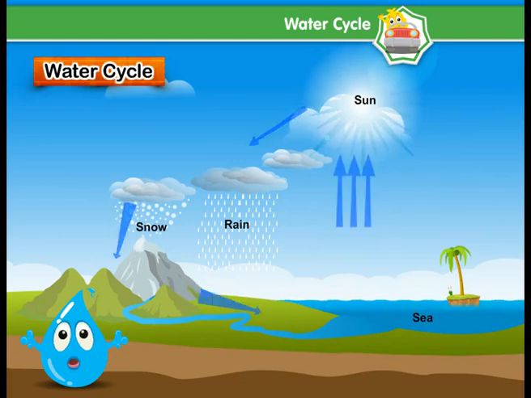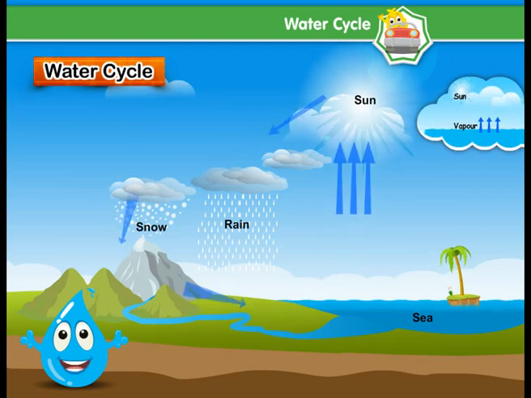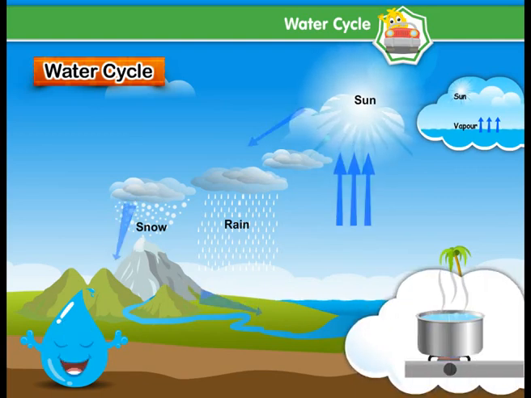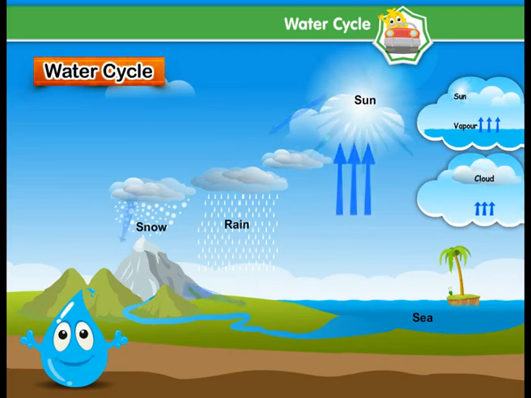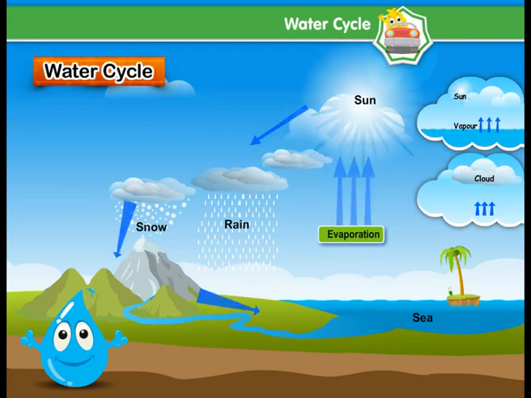Water from oceans, seas, rivers get heated by the sun's heat, and the heat turns water into vapor. Yes, same like when your mom heats water and steam rises. This vapor is very light, so it goes up in the sky, and the process is called evaporation.